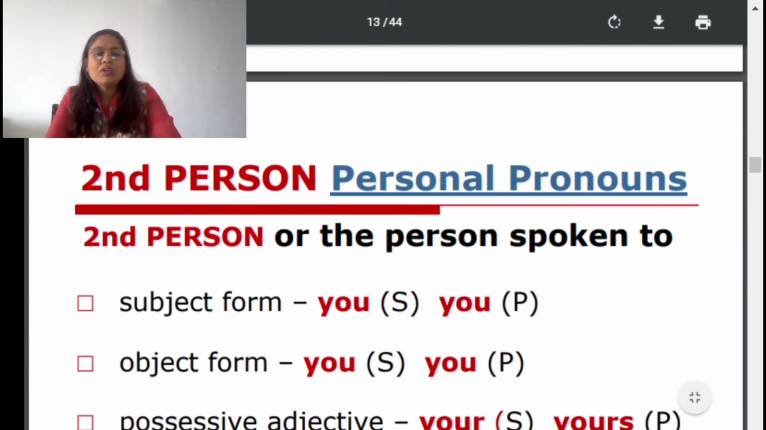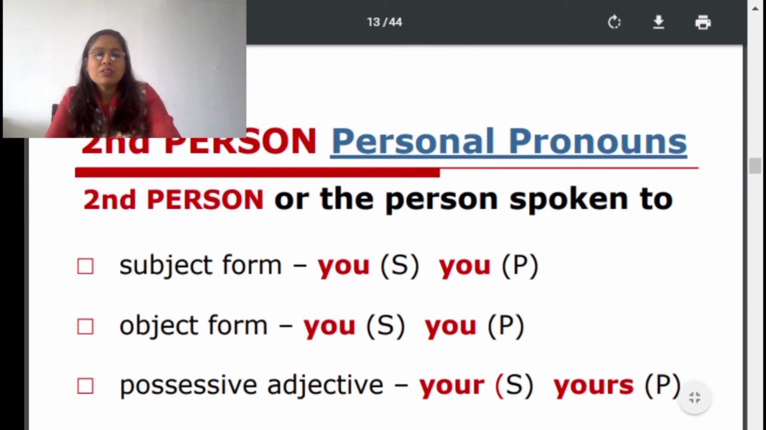Let us have a look at the second person personal pronouns. The subjective form of the second person is you in the singular case and you in the plural case also. You doesn't undergo a change even in the objective form. So it remains to be you whether it is singular or plural.